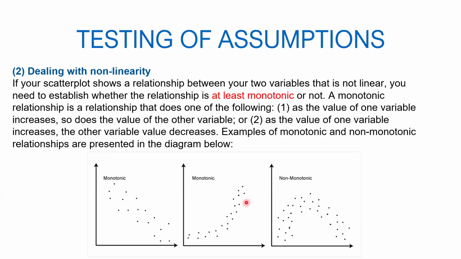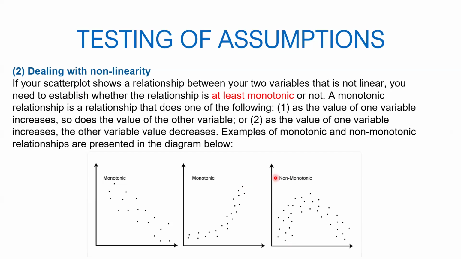The second figure is also monotonic because as I go to the right, the trend increases. However, take notice, it's not linear because it follows a curve trend, but it is increasing as we go to the right.